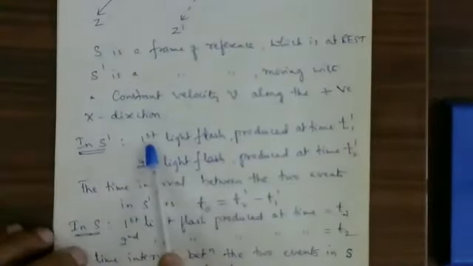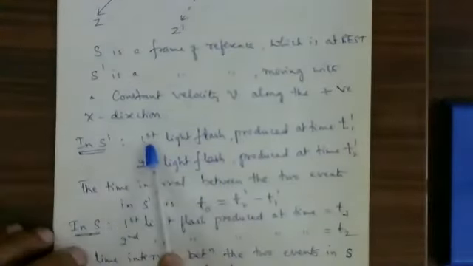First flash of light is produced at a time T1 dash in S dash. Second flash of light is produced at time T2 dash. The difference in time between the two events is T naught, that is T2 dash minus T1 dash. With respect to S, the first flash is at T1 and the second flash is at T2. The time interval between these two events in the frame S is T2 minus T1.